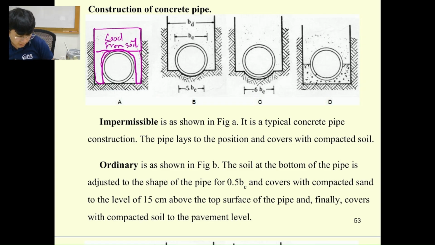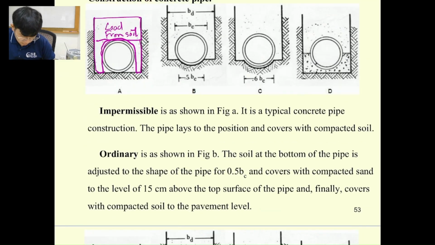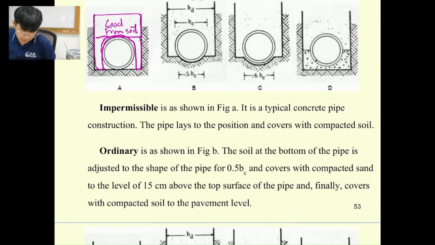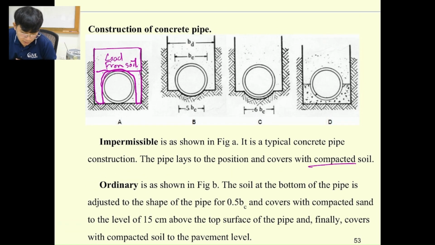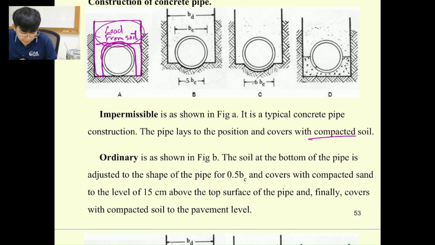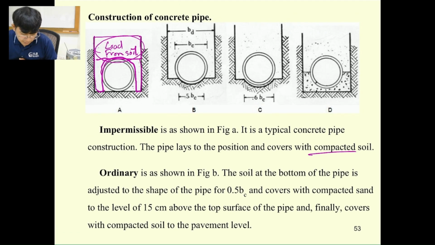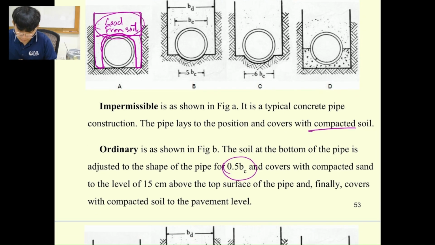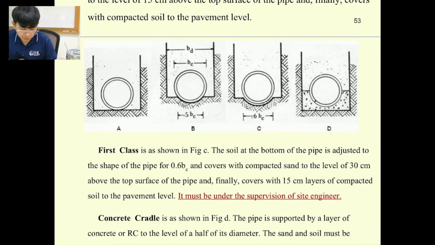For example, the impermissible as shown in figure A on top over here. So the pipe is laid in position and covered with compacted soil. So on top over here is compacted soil. Okay. And the ordinary is shown in figure B, where the soil at the bottom of the pipe is just shaped for about 0.5 of the pipe diameter over here. So it depends on the construction drawing later.